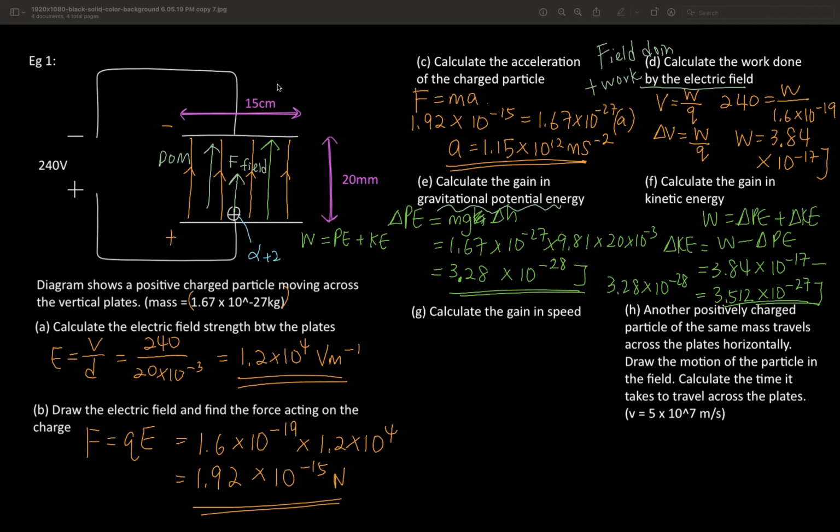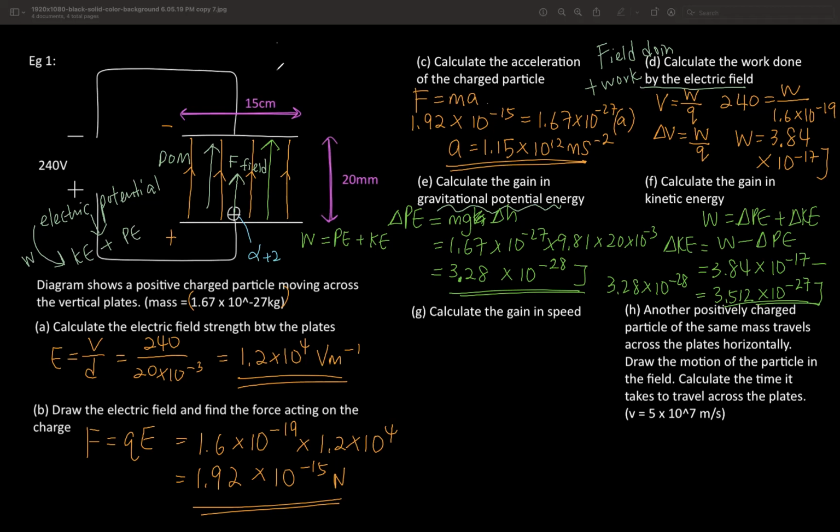What energy to what energy conversion? At first, the charge being in the field has electric potential. Okay, electric potential converts to kinetic energy plus potential energy. Going from electric potential to kinetic and potential, the process is the work done. So how much is the work done equals how much is the gain. This one is for a vertical plate.